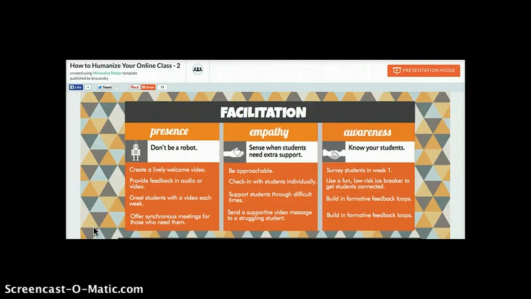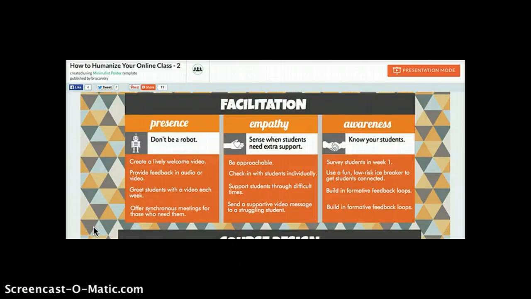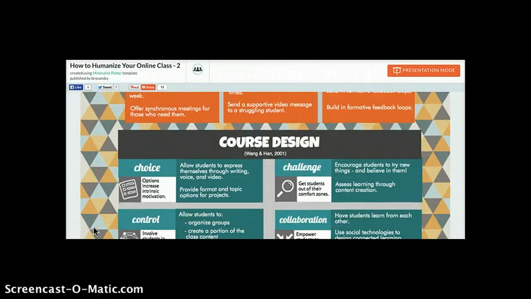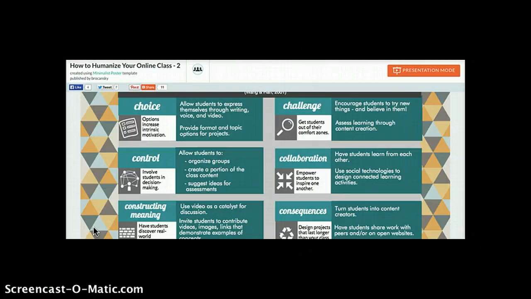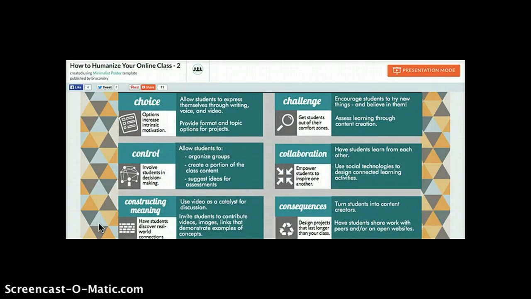So getting to know your students in an online environment maybe takes a little bit of extra work, and you have to be a little bit more proactive than you might be in a face-to-face classroom. In terms of course design, there were 6 C's that relate to course design: choice, challenge, control, collaboration, constructing meaning, and consequences.